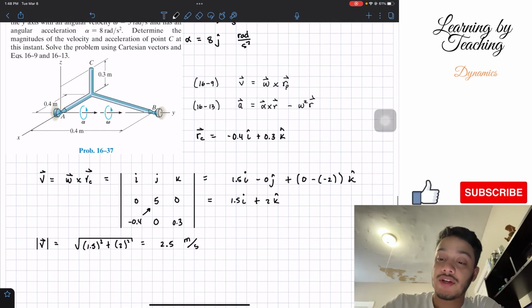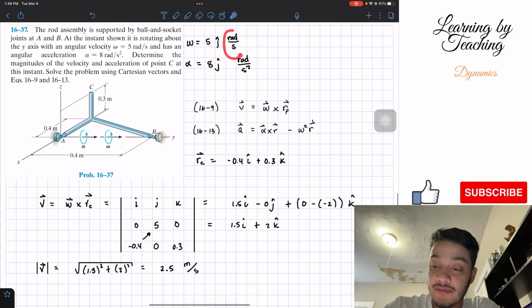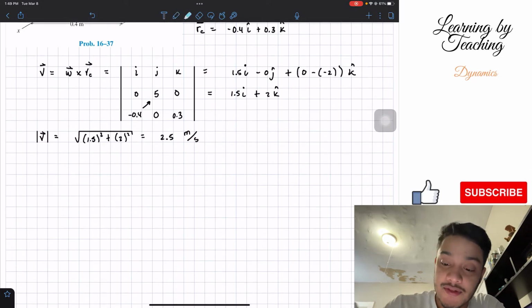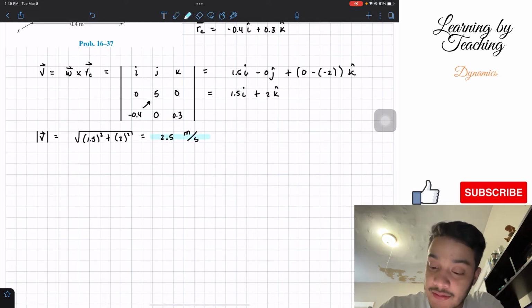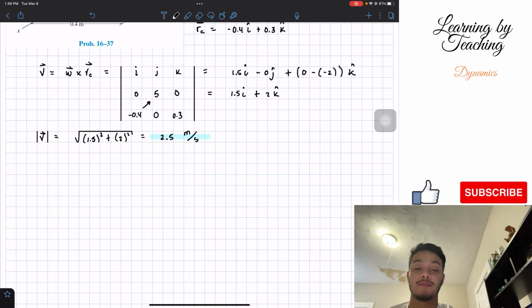So I'm just double checking the units. We got meters, and the velocity was given in radians per second. Therefore, we have the seconds, okay? So meters per second is our right answer. This will be our first answer for this problem.